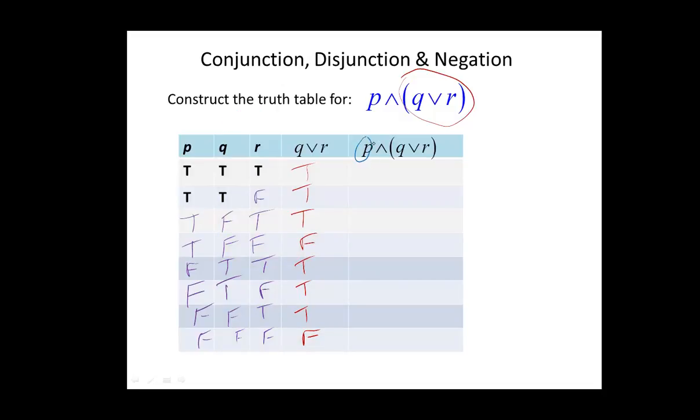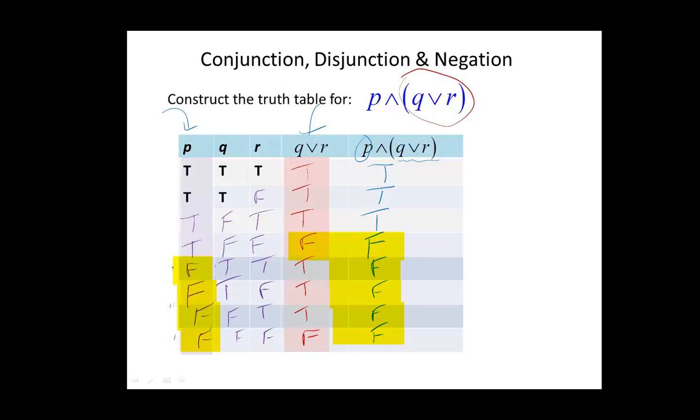Now I'm looking at P, which is this column, and Q or R, which is this column. These are the two columns I'm comparing, and the way I'm operating is with AND. AND is only true if they're both true. Well, in the first case, they are both true. In the second case, they're both true. Gee, in the third case, they're both true. But now one of them is false, and all the way through to the end here, this P is false. So as long as one of them is false, the conjunction is false. So this is my truth table all filled out.